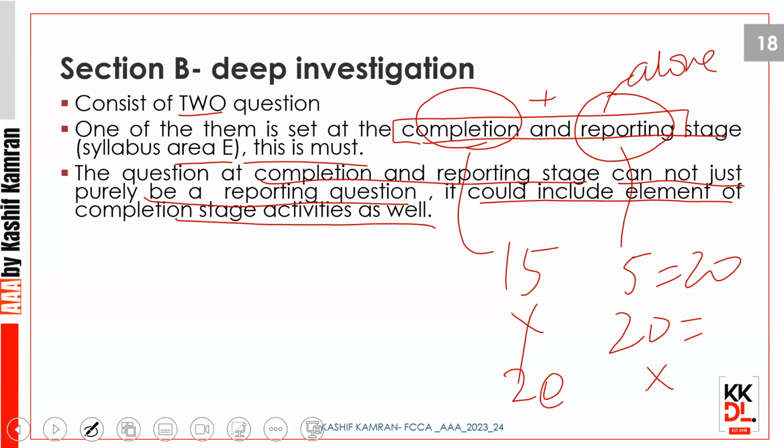Once you go over my course on the portal, you will understand what completion is and what sort of questions can come on completion in the AAA paper. Is everyone clear with this completion and reporting so far? So I can move on to the next bullet.